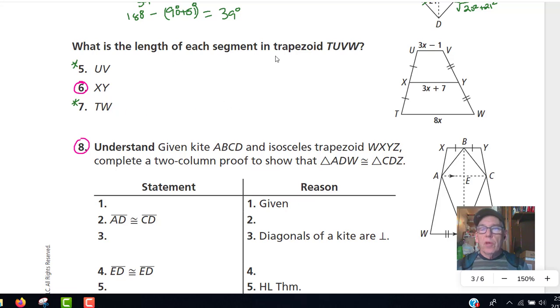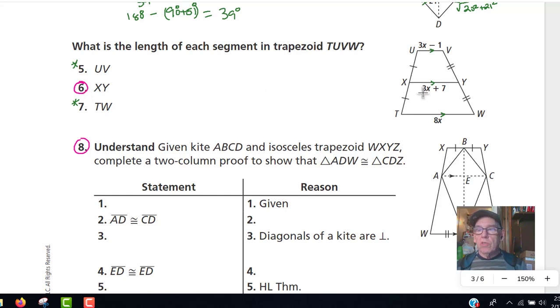Let's look at number 6. Now here, they're telling us that we have a trapezoid. So if we have a trapezoid, then the bases are parallel to each other, and the mid-segment is also parallel. And the length of this mid-segment is going to be the average of these two bases added up, or twice the mid-segment length is equal to the sum of the bases.